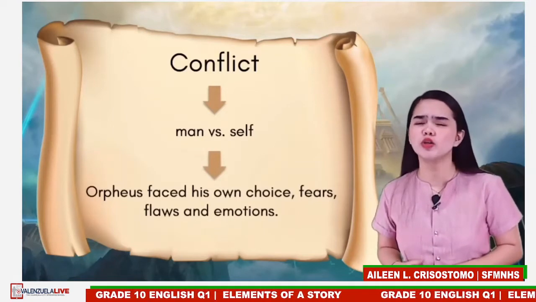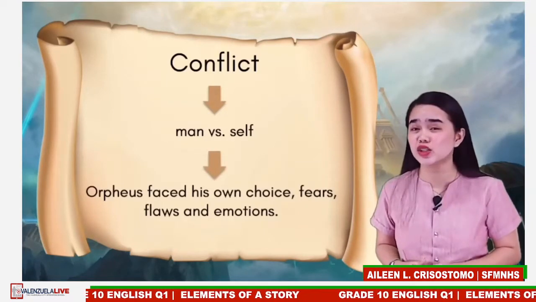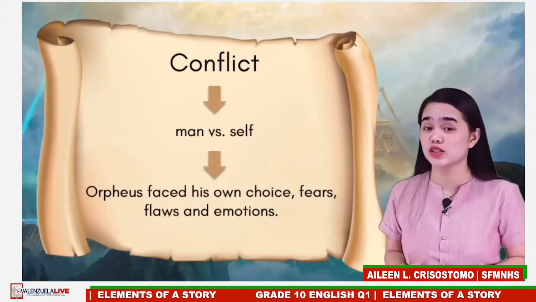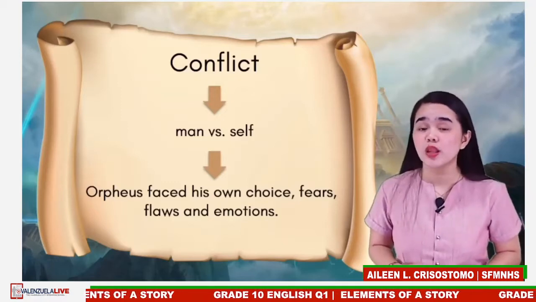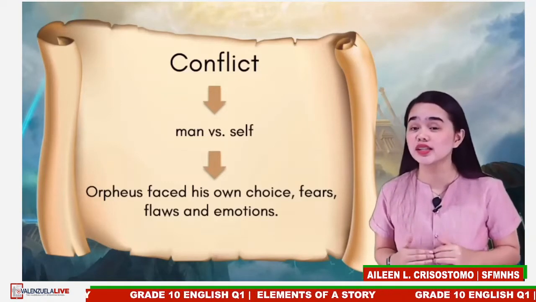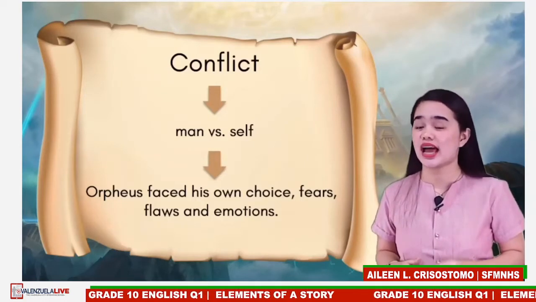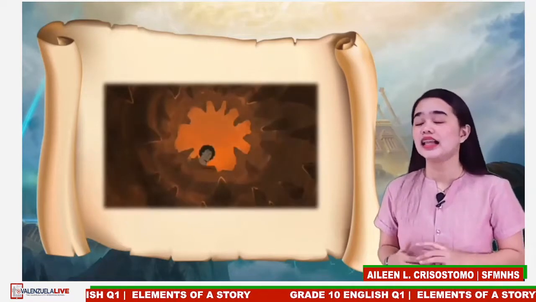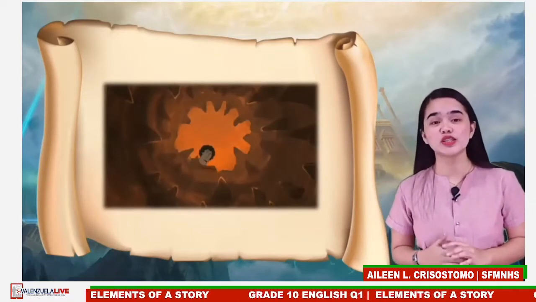It shows how humans are curious and give in to temptations. We clearly observed how Orpheus faced his own choice, fears, flaws, and emotions. There is indeed an internal struggle which can make us think that uncertainty overpowers conscience. Let's continue. As Orpheus turned back to Eurydice, he caught one last glimpse of her arms stretched out to him. She just barely manages to say farewell as she was carried back to the underworld.